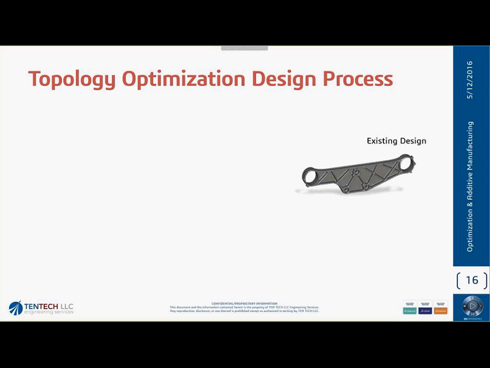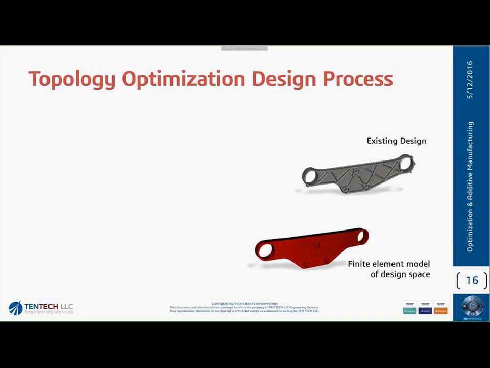So the classic process is, okay, let's take a look at this design. We try to optimize it. The topology optimization is an FE-based process. So the first step is we create a design space by finite element modeling, and say this is the space I want to use, and I want to make my part lighter and as strong as possible, and to be able to design it.